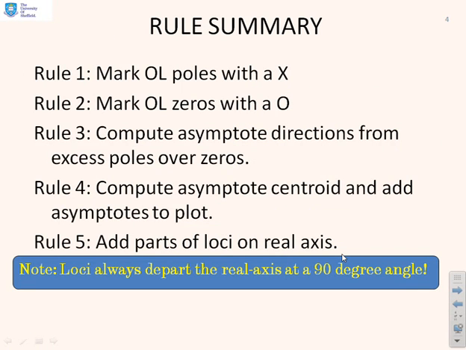Now the rule summary that we expect you to use to solve these problems is given here. Rule 1, mark open loop poles with a cross. Rule 2, mark open loop zeros with a circle. Rule 3, compute the asymptote directions by finding out the excess of poles over zeros. Compute the asymptote centroid, so you know where to put the asymptotes on your root loci plot. And Rule 5, add the parts of the loci that are on the real axis. And then you join your observations with smooth curves, noting the warning down here that the loci depart the real axis at a 90-degree angle.